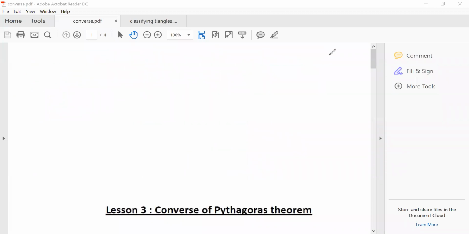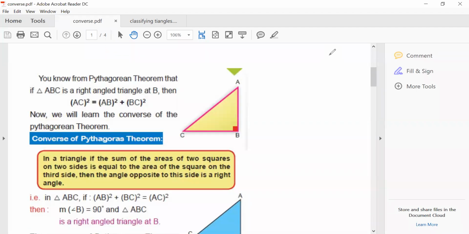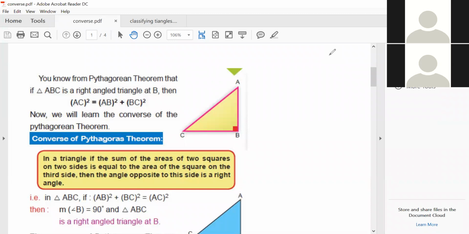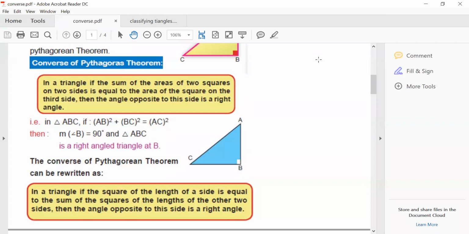Okay, today we will take the converse of Pythagoras theorem. What is meant by converse? I will not have a right angle triangle. I don't want to get a side. I already have the 3 sides of the triangle, and I want to prove that this is a right angle. So this was revising Pythagoras theorem. The converse says what? In a triangle, if the sum of the areas of 2 squares on 2 sides equals the area of the square on the 3rd side, this is not the hypotenuse in this case because I don't know that this is a right angle, then the angle opposite to this side is a right angle.